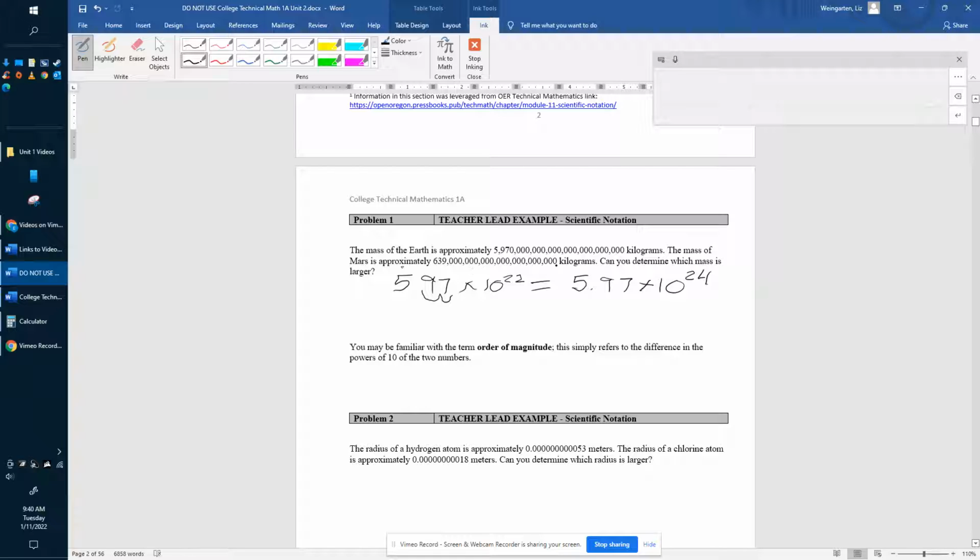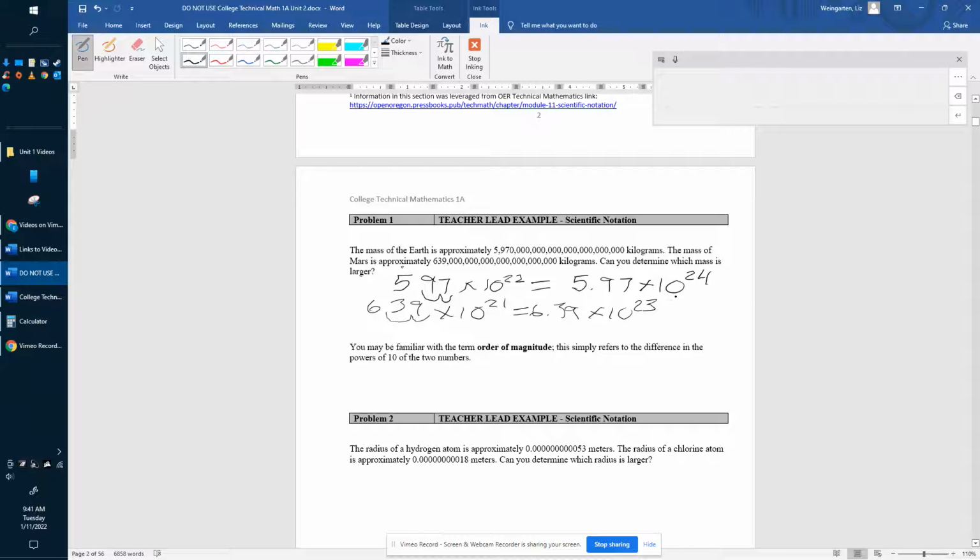Let's look at Mars. How many zeros do we have for Mars? 3, 6, 9, 12, 15, 18, 21. 21 zeros. So 639 times 10 to the 21. And again, 639 is greater than 10. So we have to move our decimal place a couple more times. 1, 2. So that is going to make it 6.39 times 10 to the 23rd.